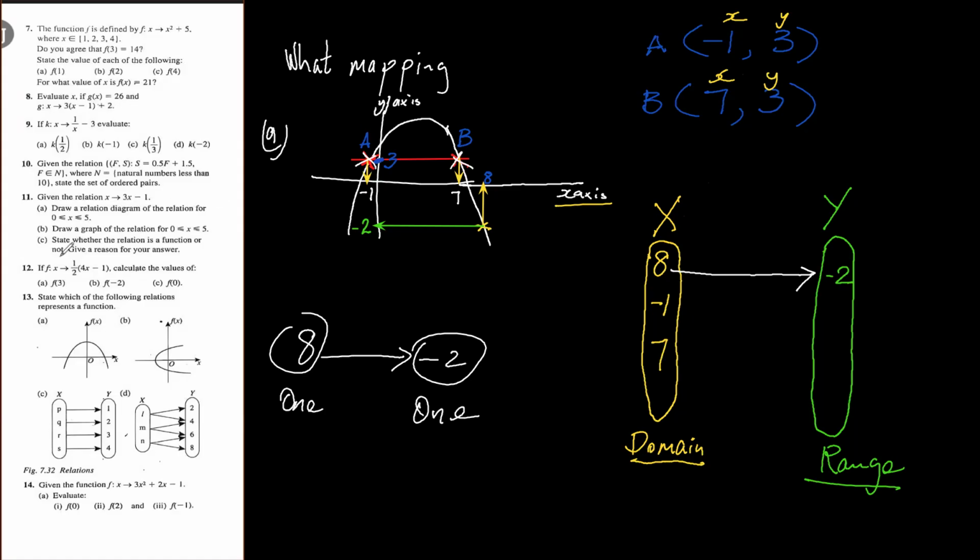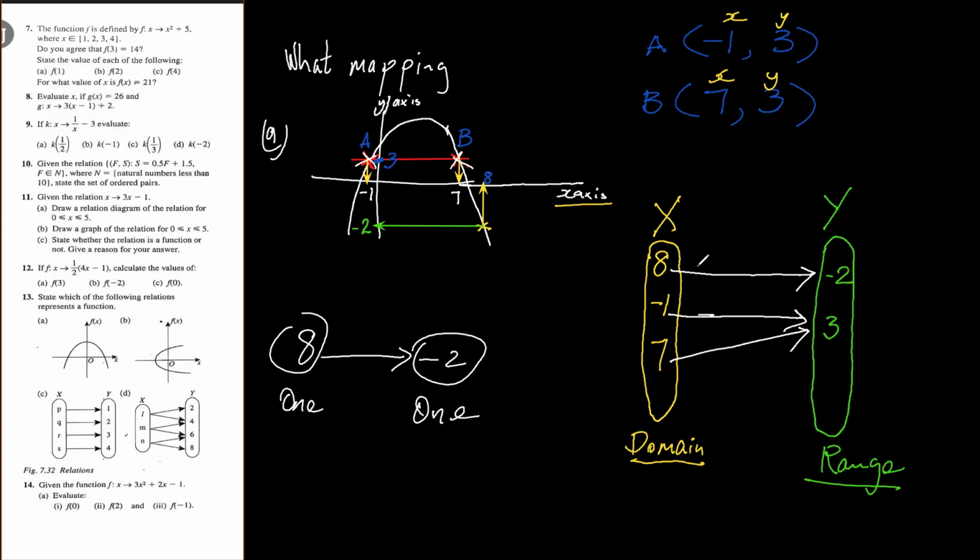What are they mapped to? The both of them are mapped to what? One is mapped to 3, and one is mapped, well, 3. They are both mapped to 3. So let's draw a graph. So we have -1 to 3 and 7 to 3. What kind of mapping is this?